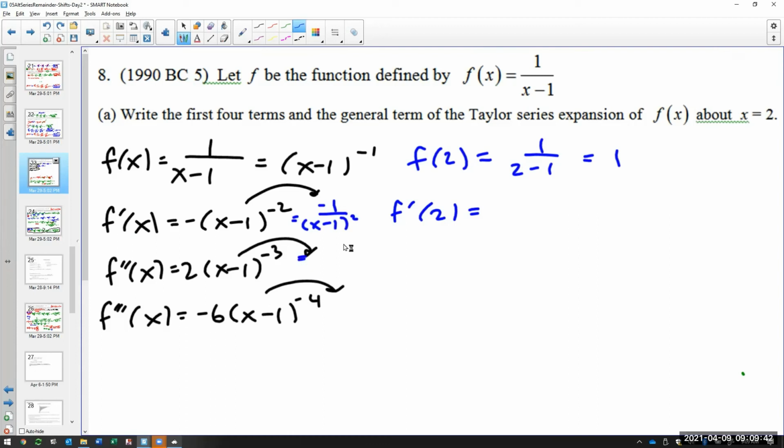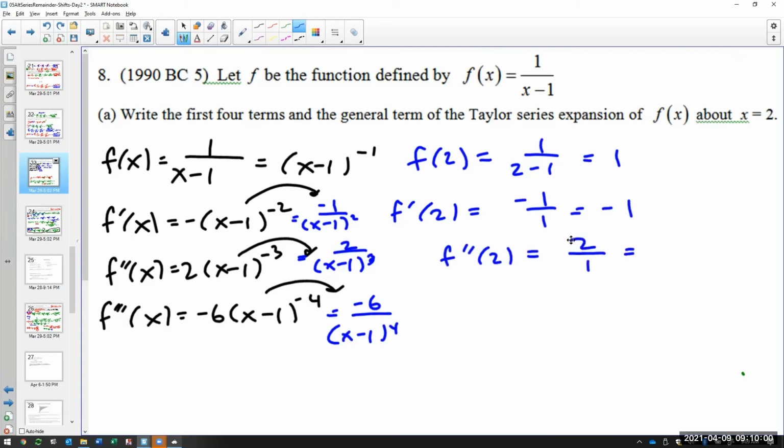Let me rewrite this. This is 2 over (x minus 1) to the third. And this one is negative 6 over (x minus 1) to the 4. Okay, so when I plug in 2, I'll get negative 1 over 1, which is negative 1. When I plug in 2 to the second derivative, I get 2 over 1, which is, oops, sorry, that's not 1, that's 2. And then when I plug in the third derivative, I get negative 6 over 1, which is negative 6. Can you guys check me? Did you get 1, negative 1, 2, and negative 6?